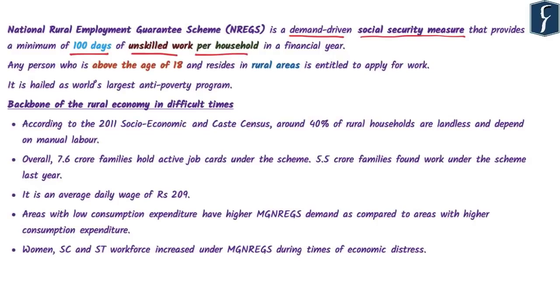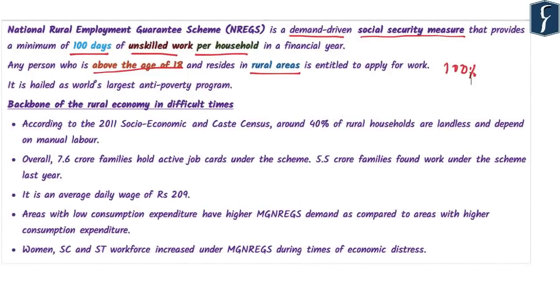Who is eligible for the scheme? Anyone who is above 18 years of age and resides in rural areas. This scheme is applicable throughout the country except for those districts which have 100% urban population. And how urban and rural population are decided in India, you have to tell me that in the comment section.